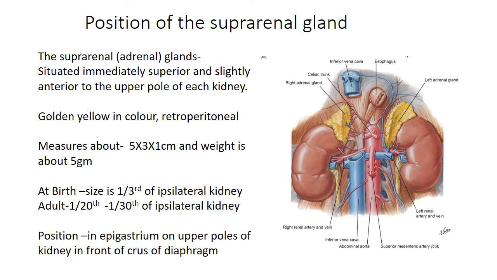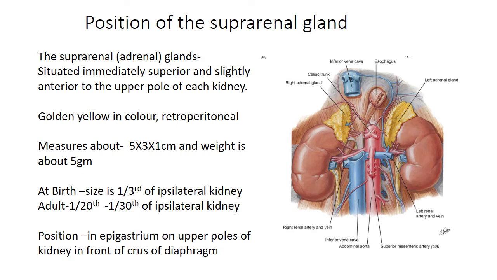Suprarenal glands are golden yellow in color and retroperitoneal like kidneys. They measure about 5 cm in length, 3 cm in width, and 1 cm in thickness, and they weigh approximately 5 grams. At birth, the size of the suprarenal gland is bigger than the adult size. The ratio is 1/3 of the ipsilateral kidney at birth, and in adults this is 1/20th to 1/30th of the ipsilateral kidney.